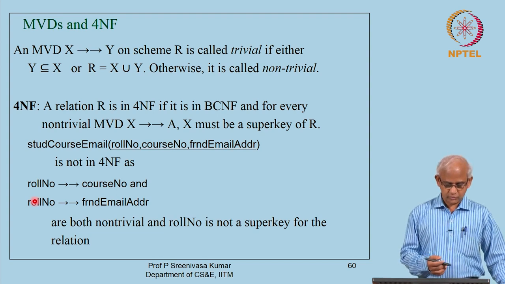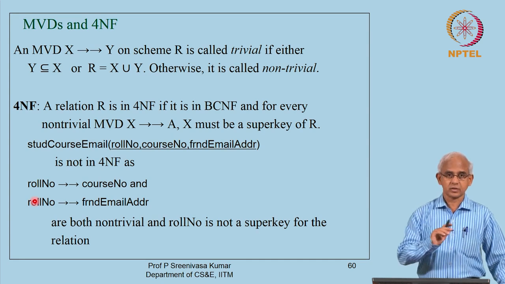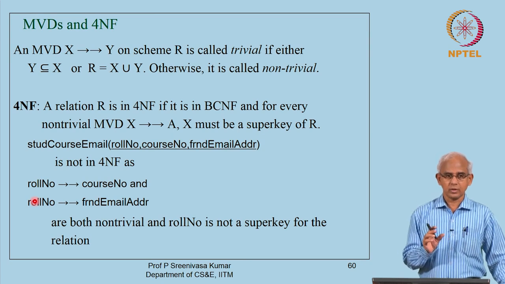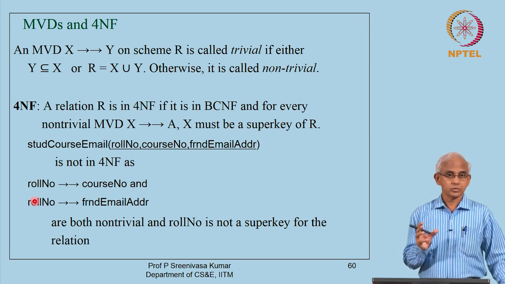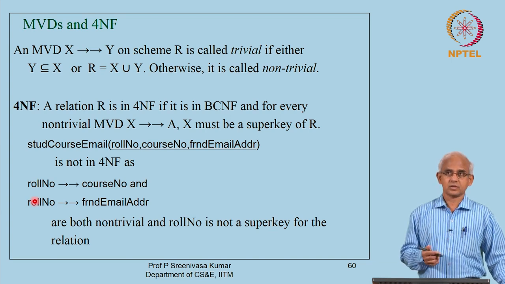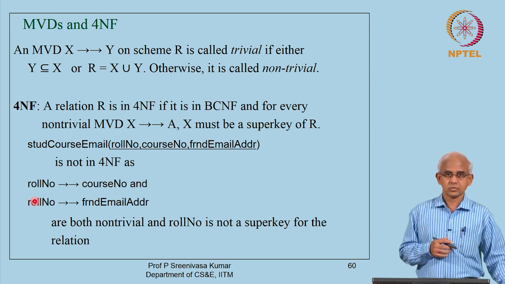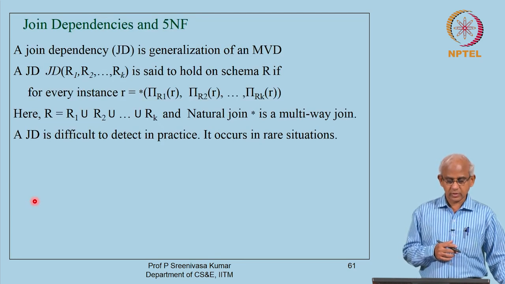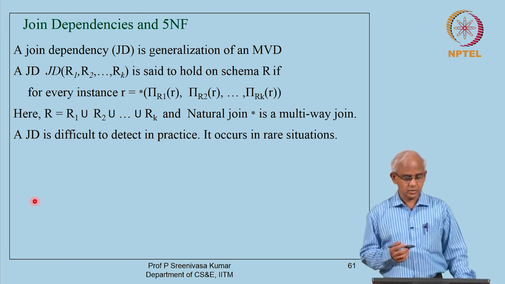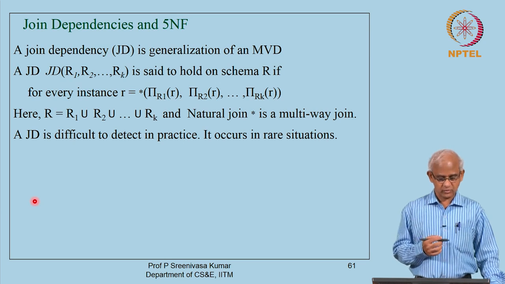Recall that fourth normal form was defined by saying that a relation is equal to the natural join of two relations. Okay. So, now naturally a question that comes up is why 2, why not more? It is in this context we define what is called the join dependency, or JD, and the corresponding normal form called the fifth normal form.